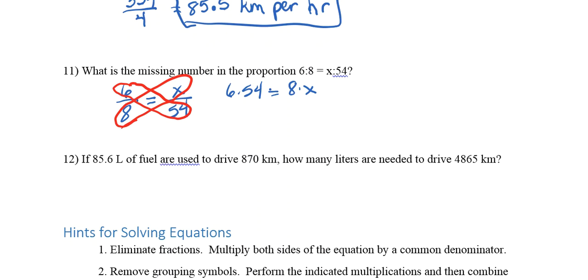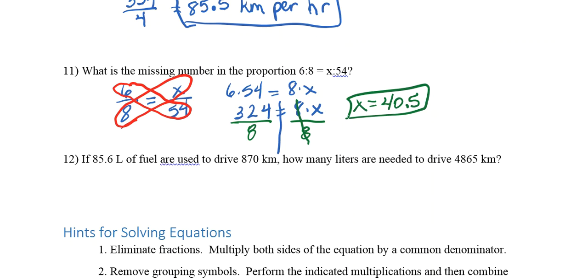6 times 54 is 324. Now I can think about how I am going to solve this equation. I am multiplying the 8 and the x. To make this move, I'm going to divide. That will get my x by itself. I'm going to come over here and divide 324 divided by 8. So my x ends up being 40.5.